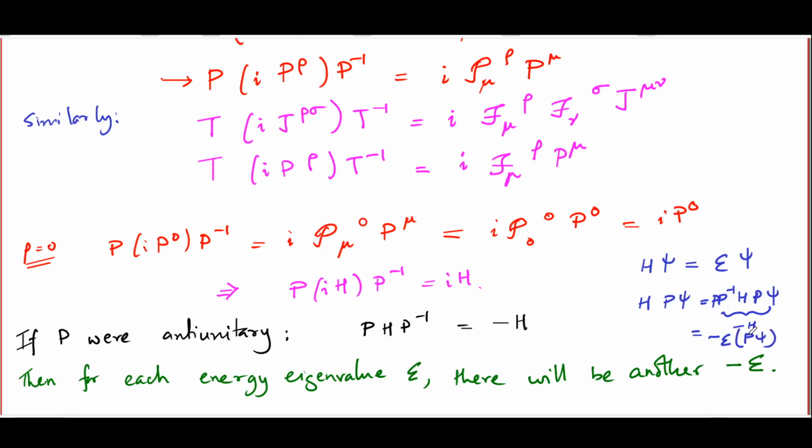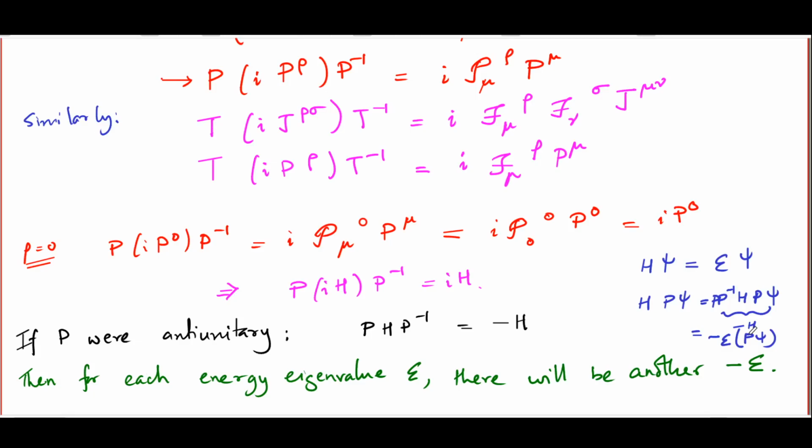So if psi happens to be an energy eigenstate with eigenvalue E, P psi has to be an energy eigenstate with eigenvalue minus E. So all energy eigenvalues would have to occur in pairs, plus E and minus E. And in particular, for every positive energy eigenvalue, every energy higher than that of the vacuum, you would also get a negative energy eigenvalue, an energy lower than that of the vacuum. Now we do not have such energies below the vacuum energy.